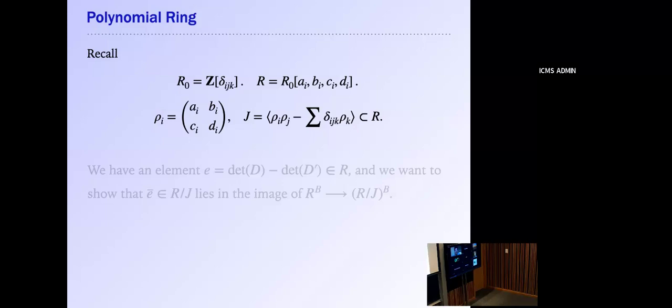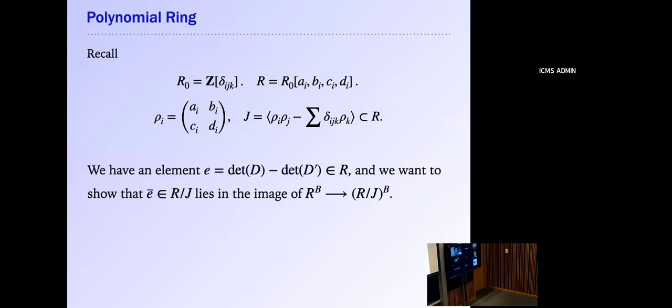And so we have this equation that tells us how to write any rho i times rho j as a linear combination of the rho k. And then we have some element, which I'm not going to go through. It's not going to matter for this talk, which is in R. The point is you want to show that its image modulo J lies in the image of the invariants. So its reduction mod J lies in the image of the invariants from R mapping to the invariants of R mod J under the Borel.